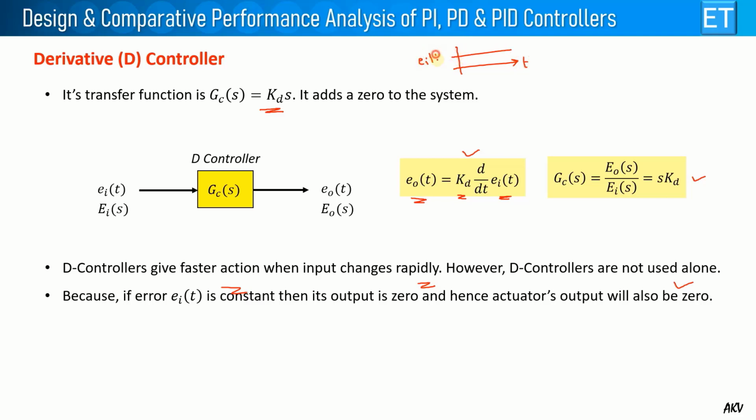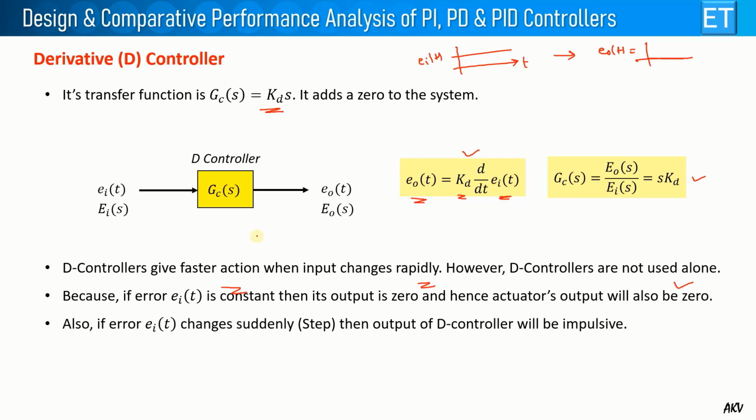e_i(t), then what will be the output of your system? Your output of the system e_o(t) will be 0, because the derivative of a constant function is 0. So the output of the controller is 0. If the output of the controller is 0, obviously the actuator will not do anything, and there will be no action in the system even though the error is present.